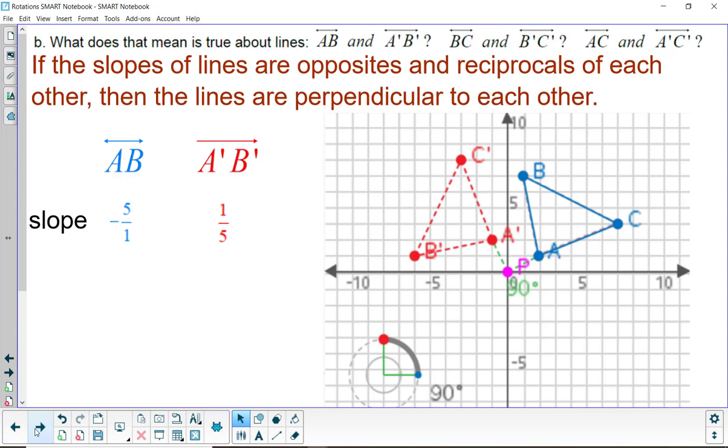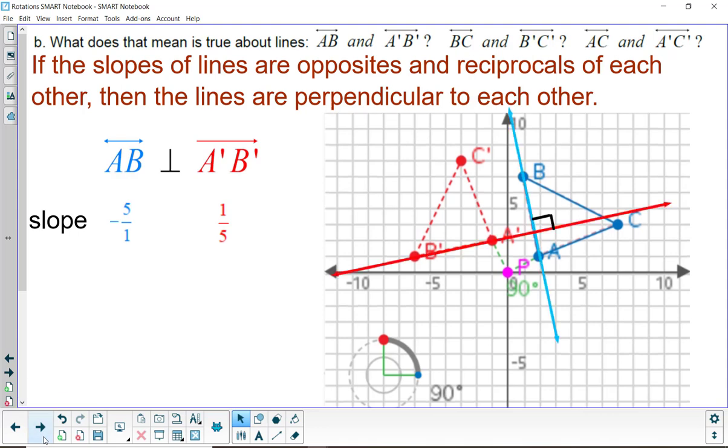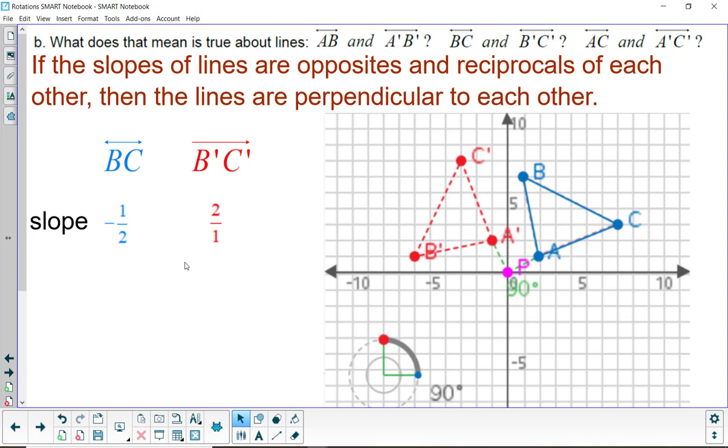It means that the lines are perpendicular to each other, okay? So let's just go ahead and draw those in to see it. So slope of -5 and +1/5. As I extend those out, you can see, yep, they do seem to form a right angle. The other two corresponding sides have slopes that are opposites, reciprocals. Draw those in, and the lines extended out do make a right angle. And the third pairs of corresponding sides, draw those in, extend them out, and yes, they are perpendicular to each other.